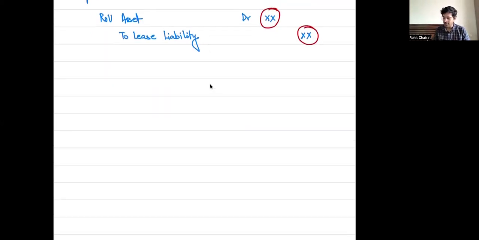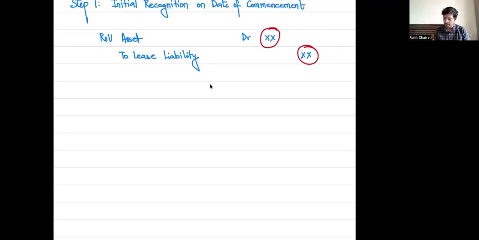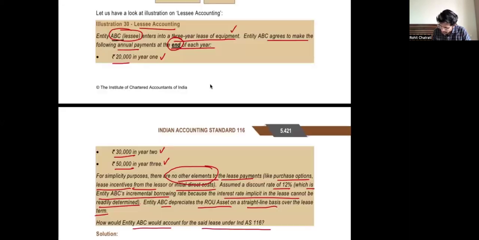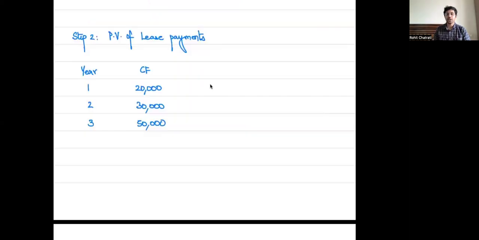So we are going to recognize ROU and lease liability at the present value of the lease payments that are expected to be made. Now let's calculate the present value of the expected lease payments. That is our step 2, calculating the PV of lease payments. Remember, this lease was a 3-year lease, so I'm plotting down cash flows for 3 years. The cash flows were 20,000, 30,000, and 50,000.